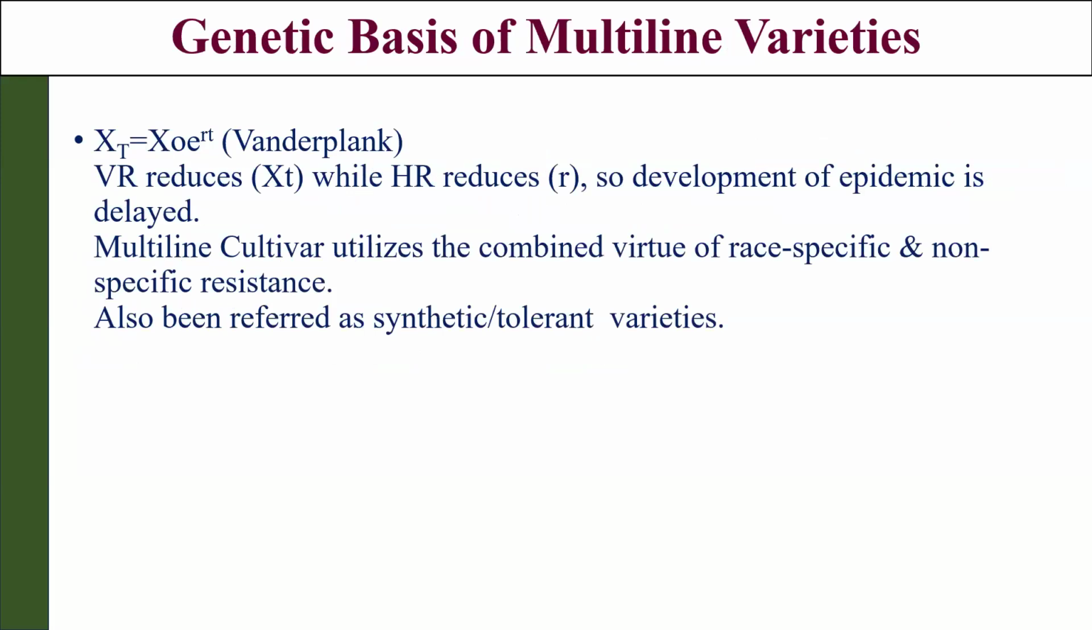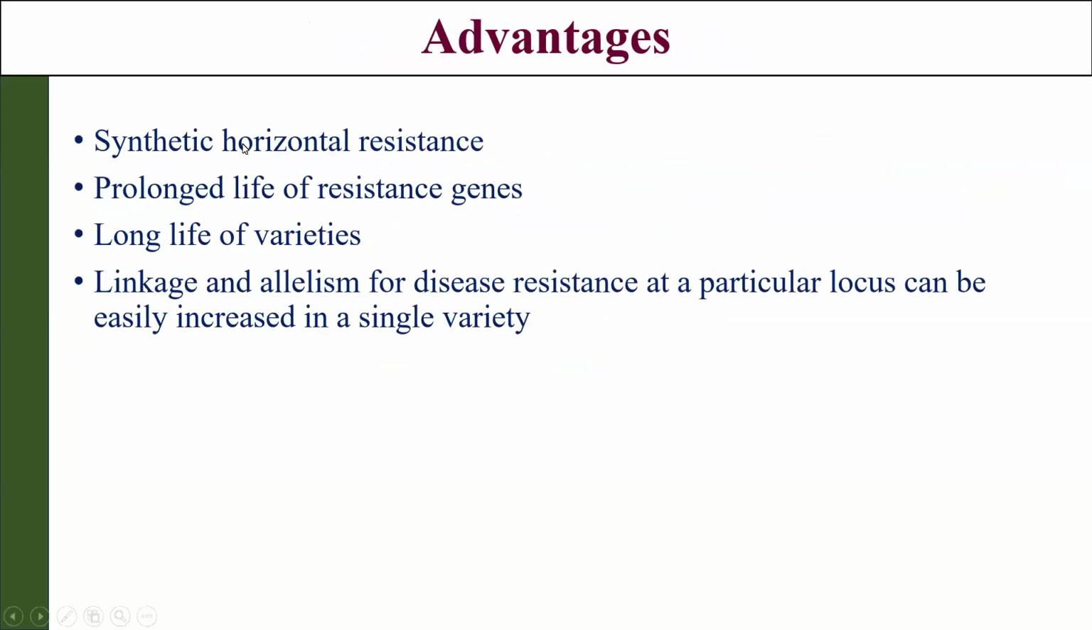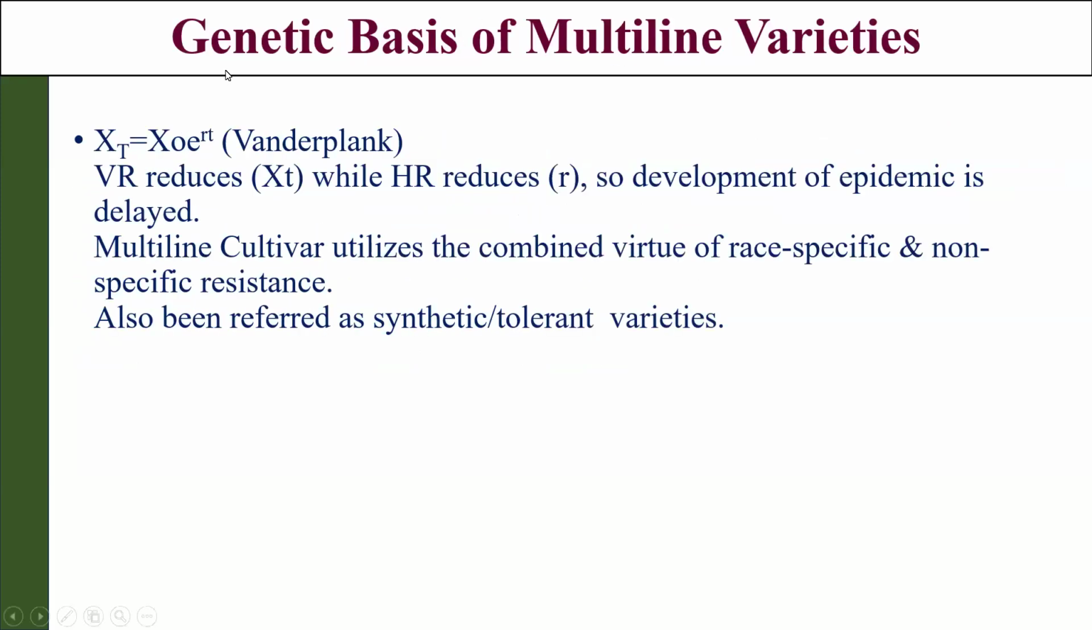Then, what is the genetic basis of these multiline varieties? As Van der Plank has discussed, we develop multilines because in a multiline we can utilize both vertical resistance and non-specific resistance, called horizontal resistance. Xt is equal to X naught e to the power rt, where r is the rate, related to horizontal resistance. When you include diverse lines in the population, then the sum total of the whole population mimics the nature of horizontal resistance.